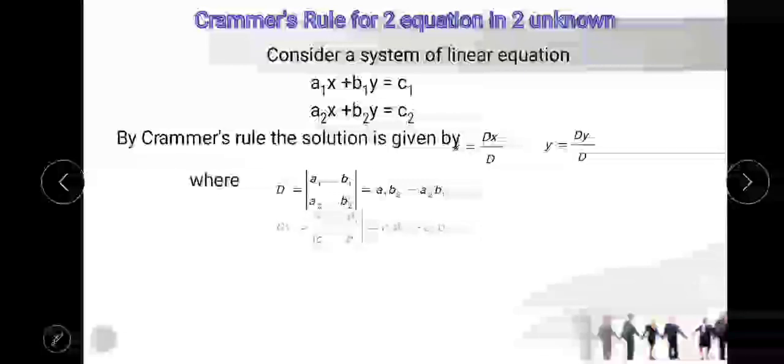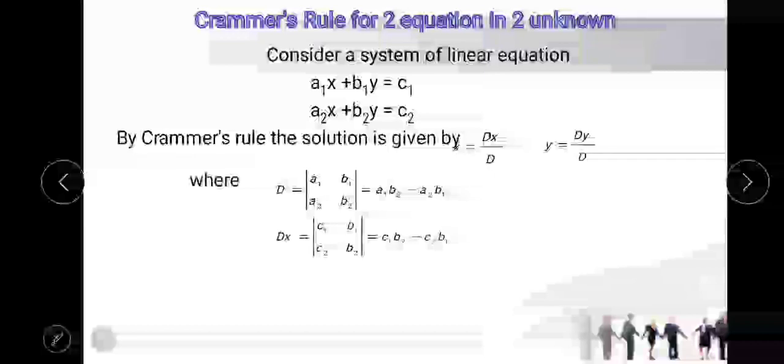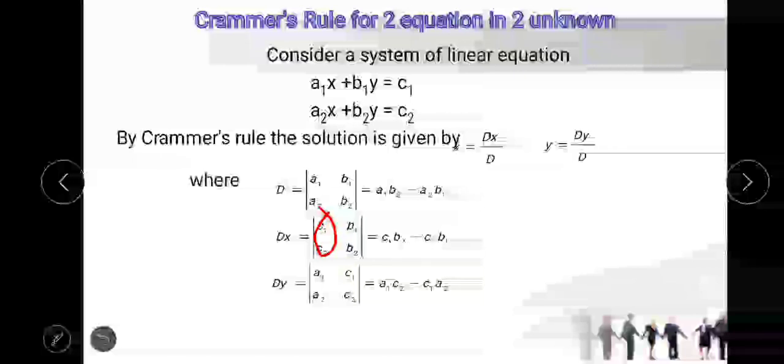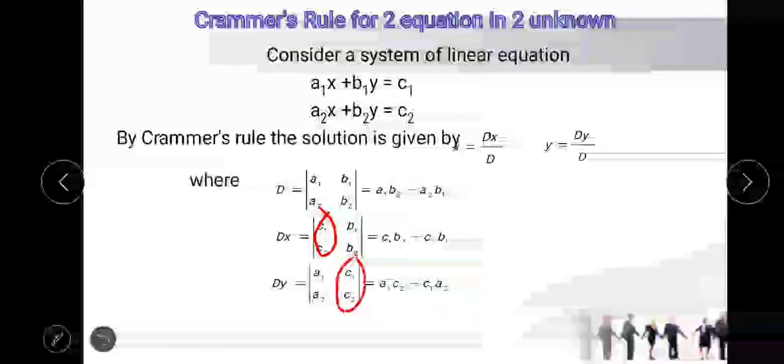Now what is dx? Dx is nothing but the determinant of the variable x. It means the column of x will get replaced by the right hand side constant matrix. Similarly, in order to obtain dy, the column of y will get replaced by the constant column matrix elements. Let us see an example on Cramer's rule.